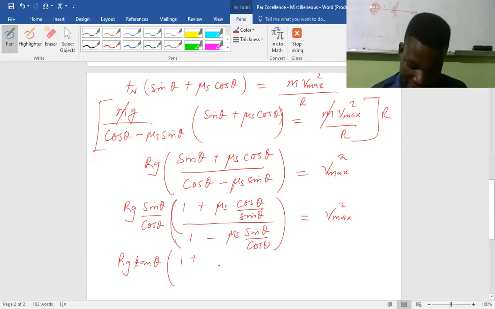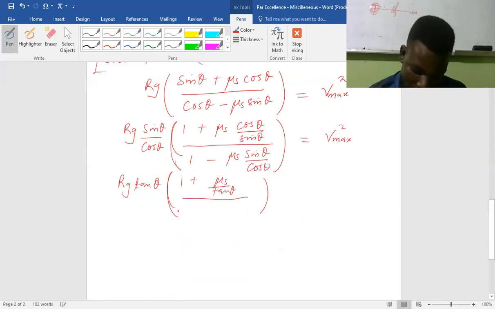And this one actually, what's going to give us cos theta over sine theta in terms of tan? In terms of tan, what is it going to give us? It's actually 1/tan. So we are going to have mu_s over tan theta. Okay, and then that is just the numerator. And then here we're going to have one minus mu_s tan theta. This equal to V max squared.